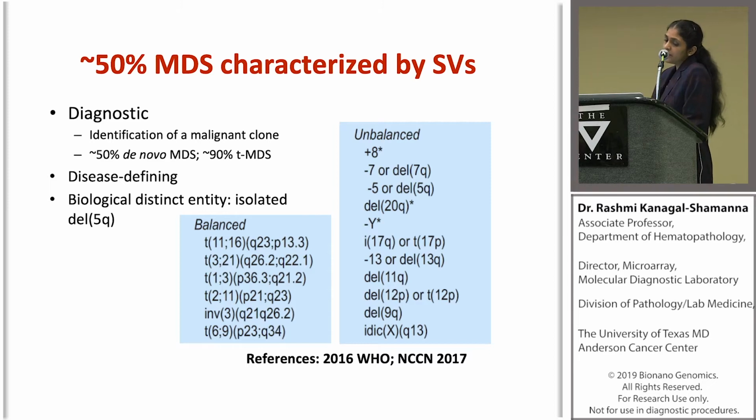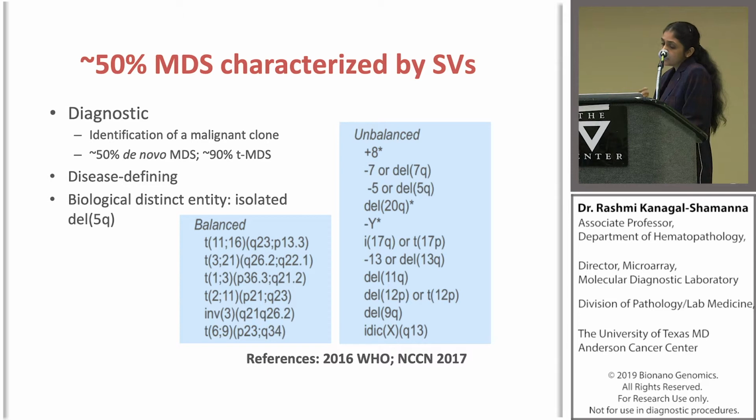Nearly half of MDS is characterized by structural variants, and I'm talking about de novo MDS in patients who have not received chemotherapy or radiation for any other cancer. And if the patient has had a history of chemotherapy for, say, breast cancer, we call it therapy-related MDS. And in those patients, nearly 90% have a structural variant.